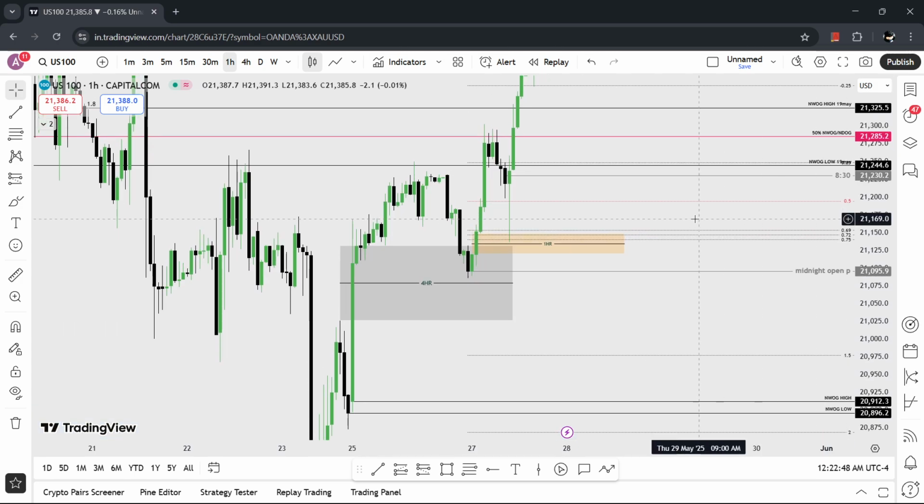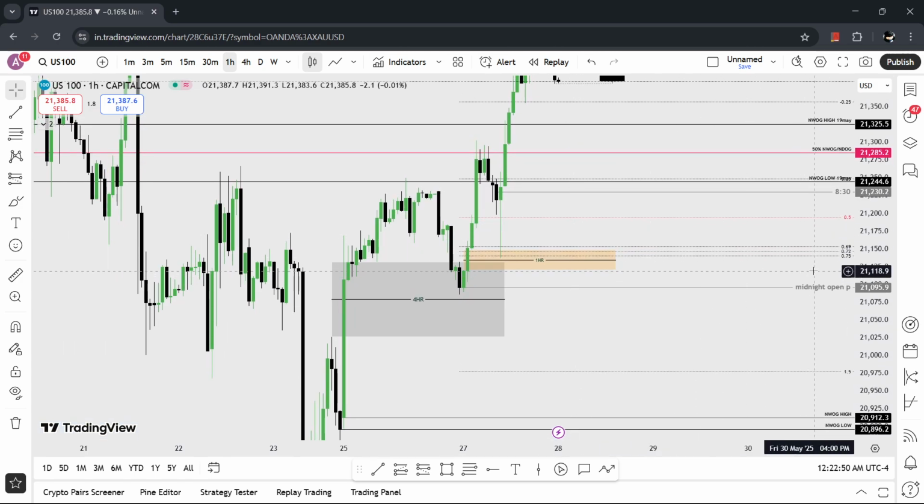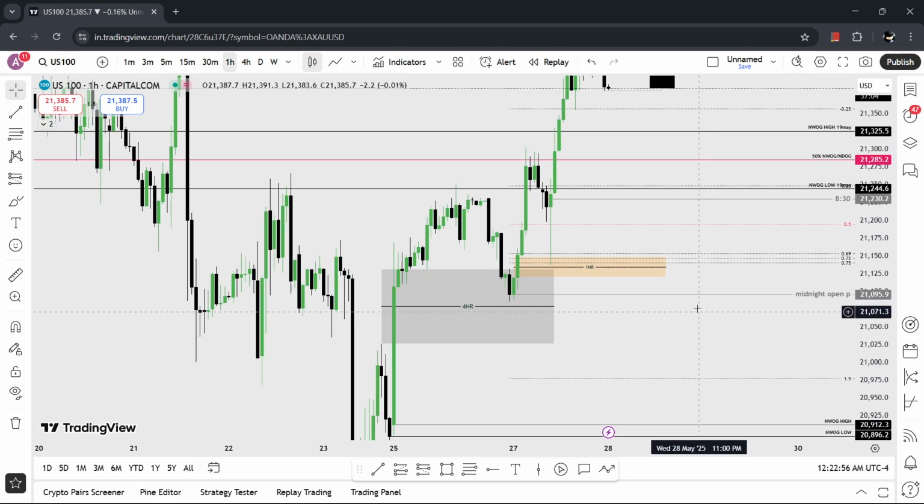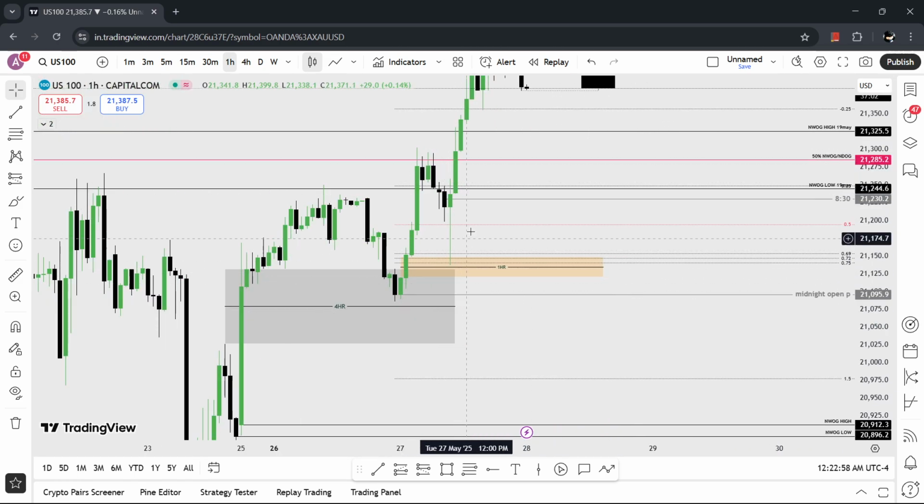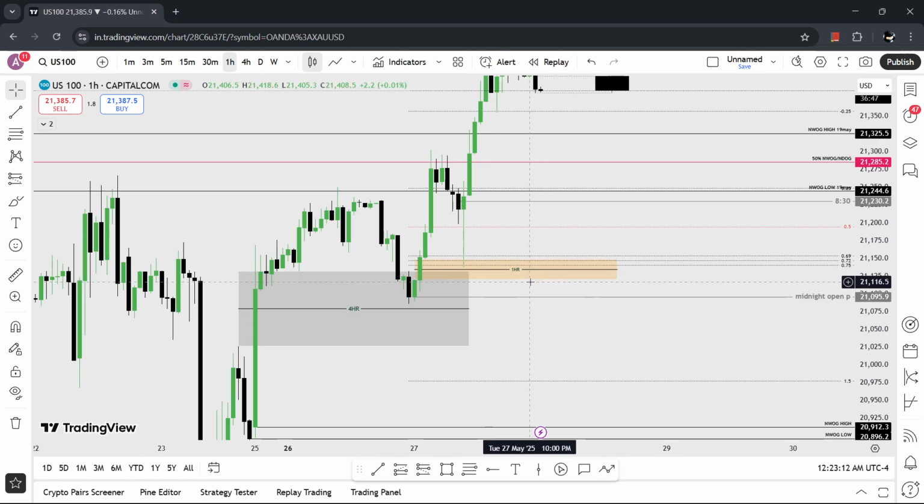the significance level, that is 0.69 to 0.72. Okay, in this significant level, what we have is this 1 hour fair value gap. Okay, plus you can see this order block. It is near to the 75 level of this displacement.